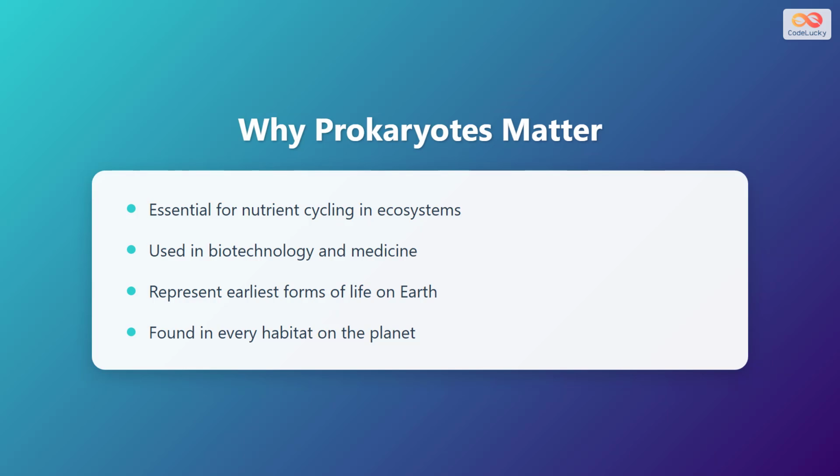Prokaryotes play crucial roles in our world. They are essential for nutrient cycling in ecosystems, breaking down organic matter and recycling nutrients. Scientists use them extensively in biotechnology and medicine, from producing insulin to creating antibiotics. Prokaryotes represent the earliest forms of life on Earth, appearing over 3.5 billion years ago. Today, they are found in every habitat on the planet, from Antarctic ice to volcanic vents, making them the most successful life forms in Earth's history.